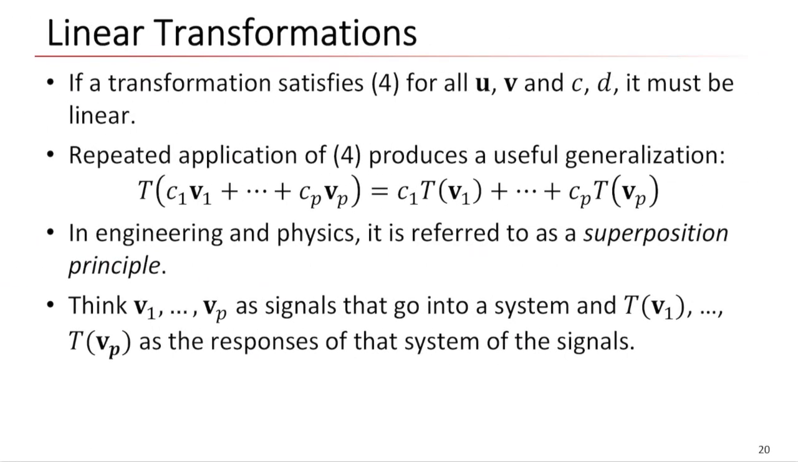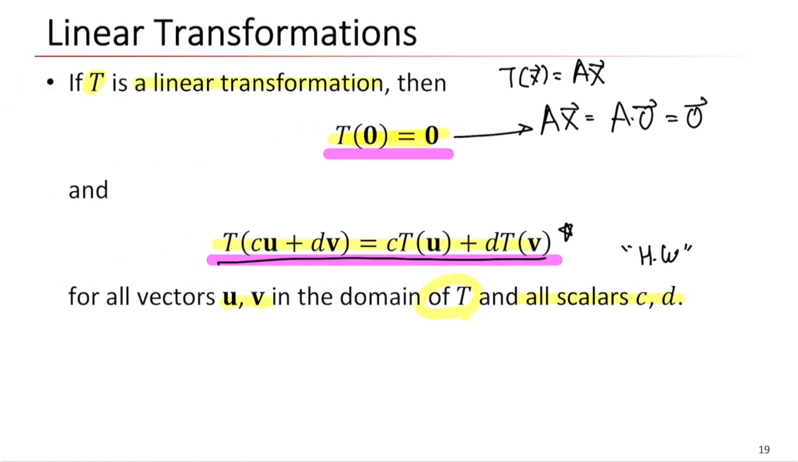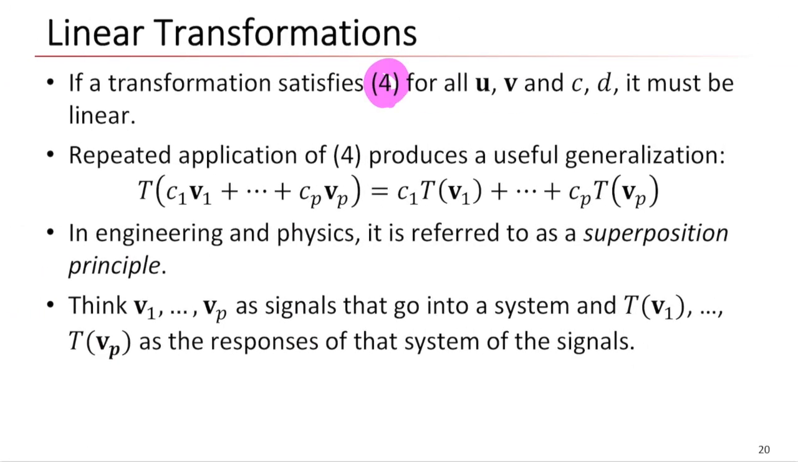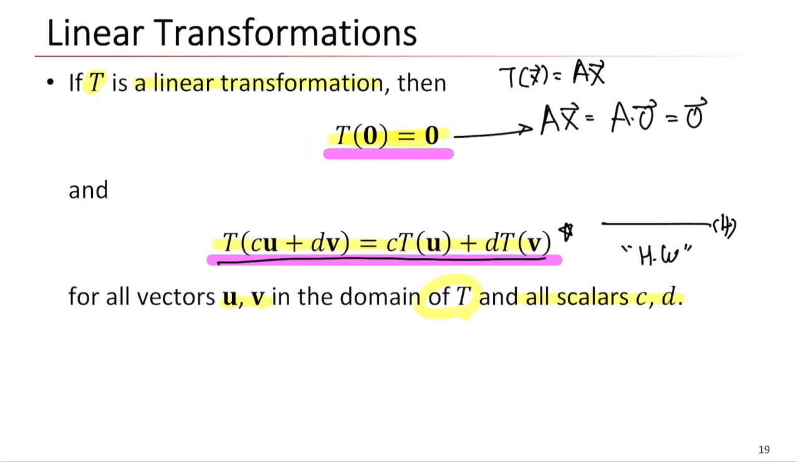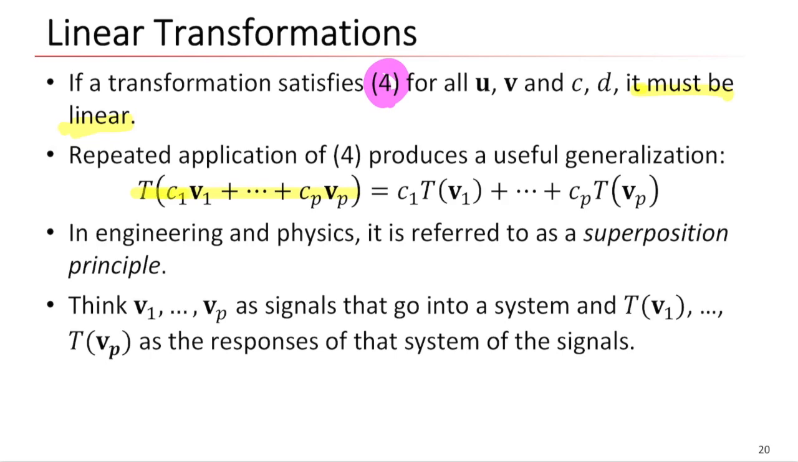And if a transformation satisfies these four means, this one, then it must be linear. In other words, we can represent this property in a generalized form, using more coefficients with more vectors. In engineering and the physics field, it is often referred to as the superposition principle. The superposition principle is a really important concept when dealing with linear systems.